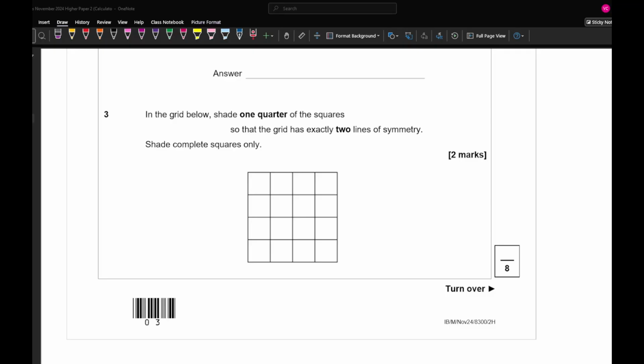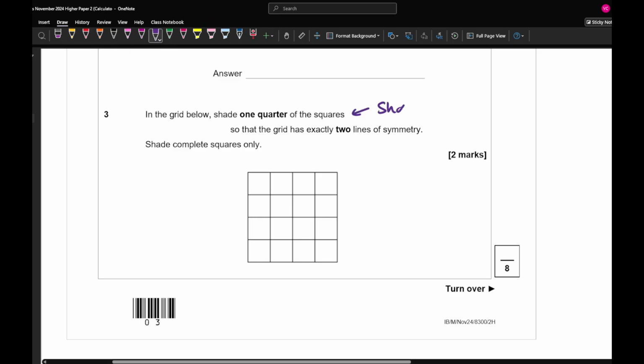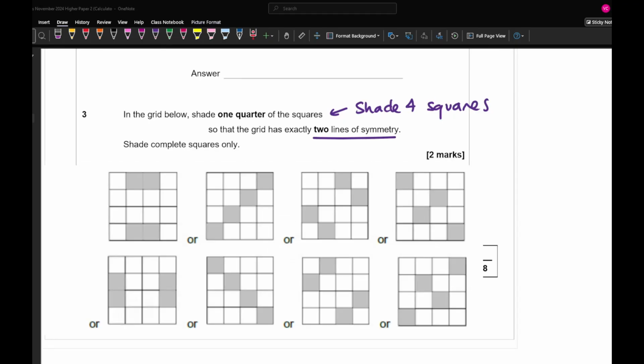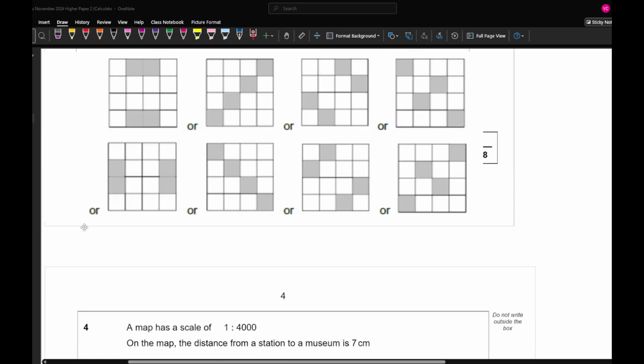Now question 3 says in the grid below shade 1/4 of the squares so that the grid has exactly 2 lines of symmetry. So for this, 1/4 of the squares means shading 4 squares, and we want it so that there's only 2 lines of symmetry. Now there are several answers you can have for this particular question, in which any of the diagrams you can see on the screen now will be acceptable for those 2 marks.